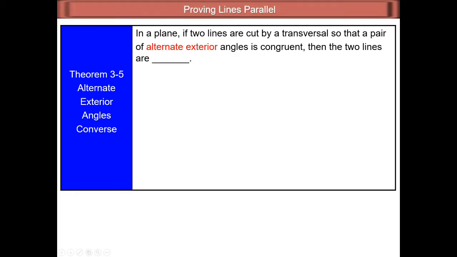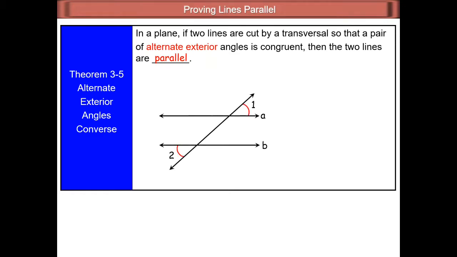Here is theorem 3-5, better known as the alternate exterior angles converse. In a plane, if two lines are cut by a transversal so that a pair of alternate exterior angles is congruent, then the two lines are parallel. So again, we are taking exactly what we have done in previous sections, but we are reversing the hypothesis and the conclusion.